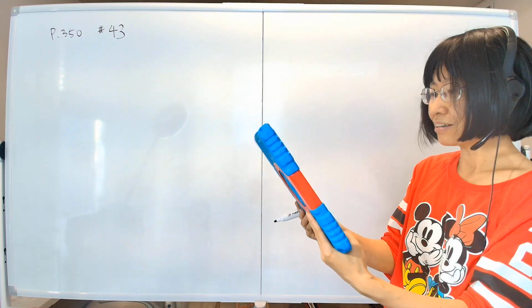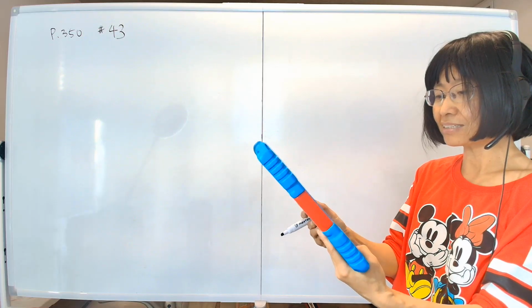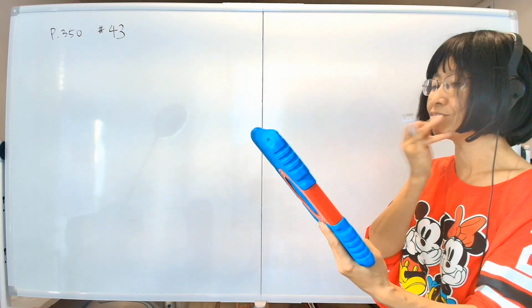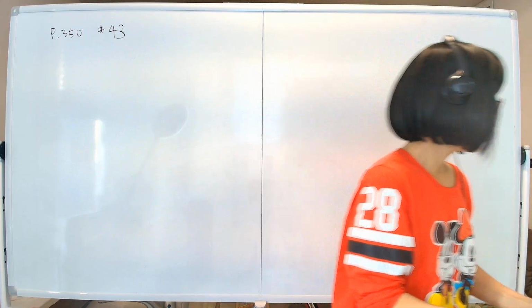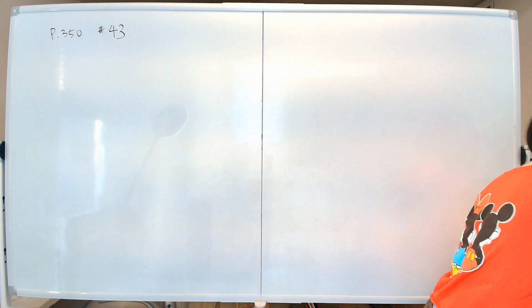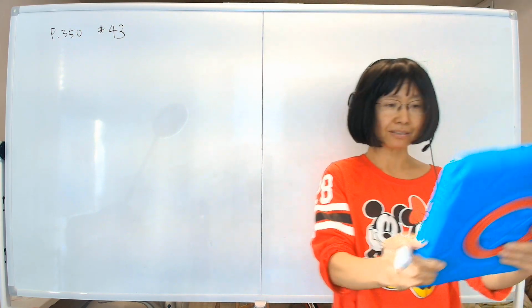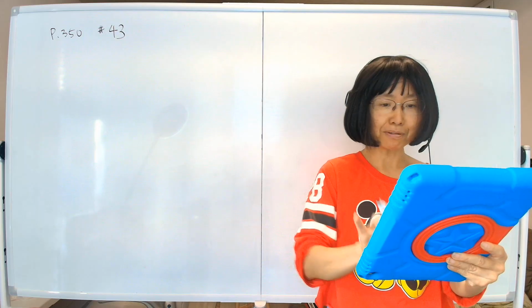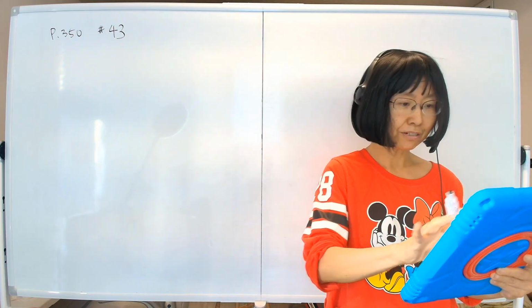And then the diamond has a side length of 90 feet. Now, if you don't know much about baseball, wait a second. Let me read the problem first. Where's my problem? 43. Okay.